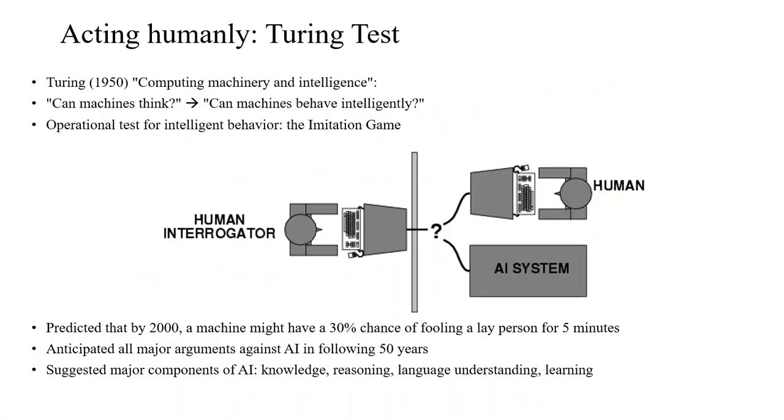Turing also anticipated all major arguments against AI in the following 50 years. Here he suggested the major components of the AI system which may be developed in future. Generally it includes knowledge, reasoning, language understanding, learning, etc. So it is applicable today also. Today also most AI systems include these kinds of components.